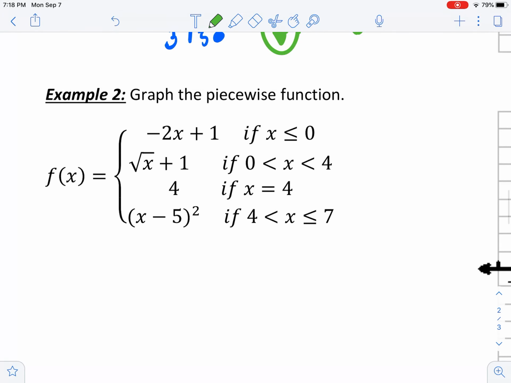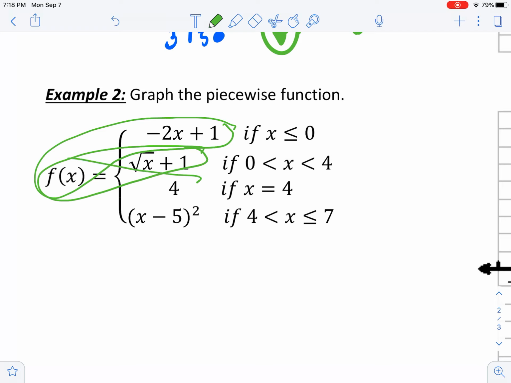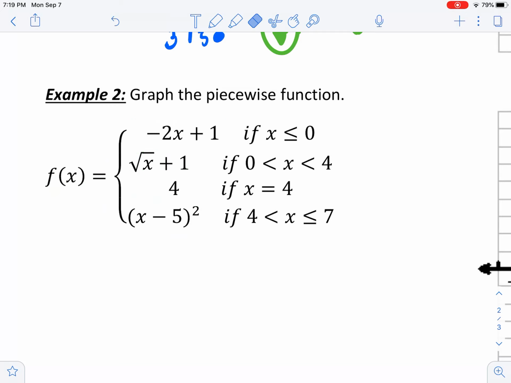Now we're going to graph a piecewise function made up of things other than lines. So if you look here, this is a line. This is a square root function. This is a line. This is a quadratic. Still just pieces of functions. We're going to do it the exact same way. All right, so I'm going to start with my first piece right here.